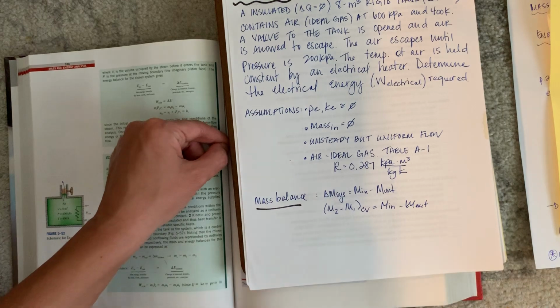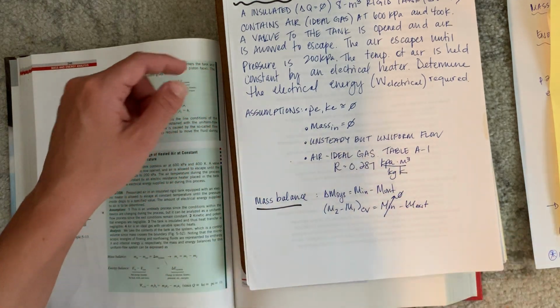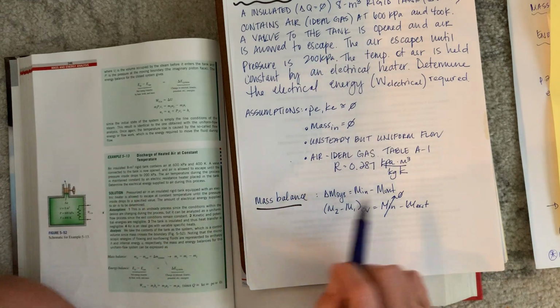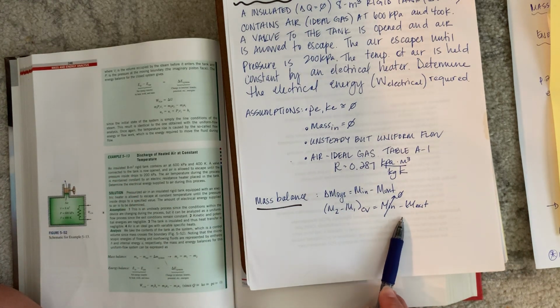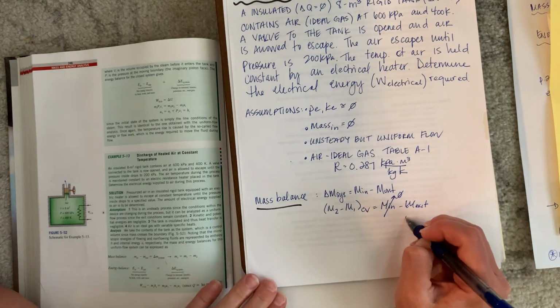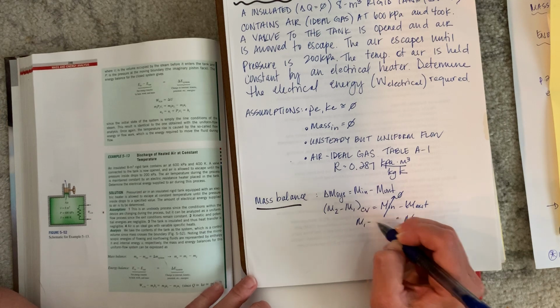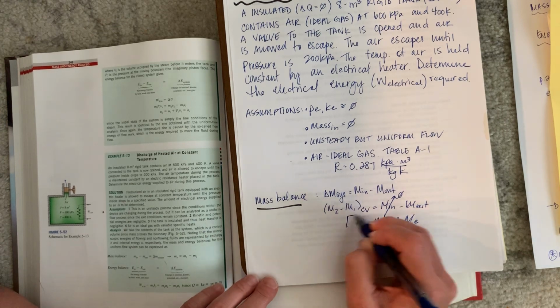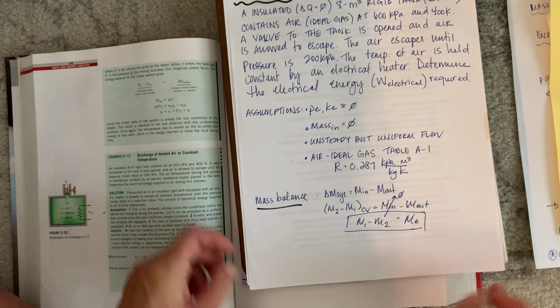In our assumptions, we're assuming we don't have any mass coming in. This will go to 0. So our equation will be M2 minus M1 is equal to negative M exiting. If we rearrange the negative signs, we have M exit equals M1 minus M2. So this is our mass balance equation for this problem. And let's move on to an energy balance equation.